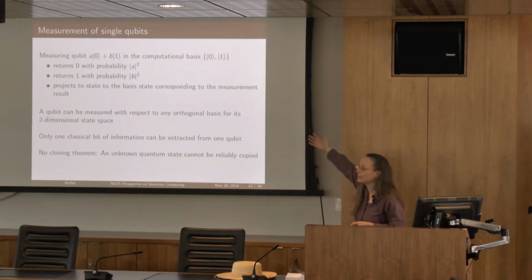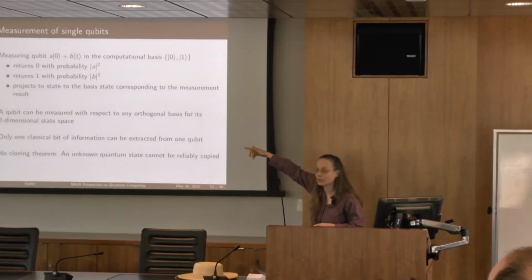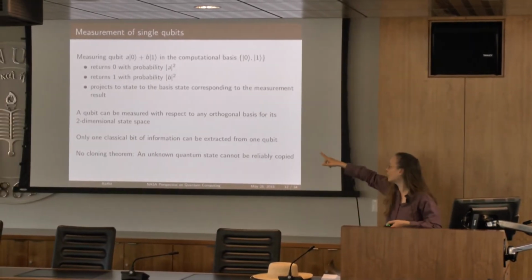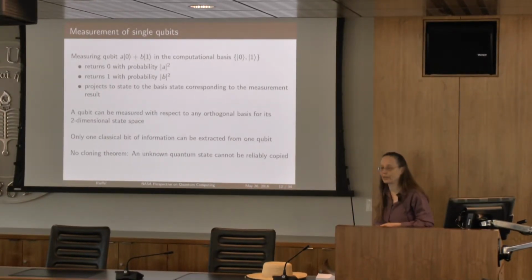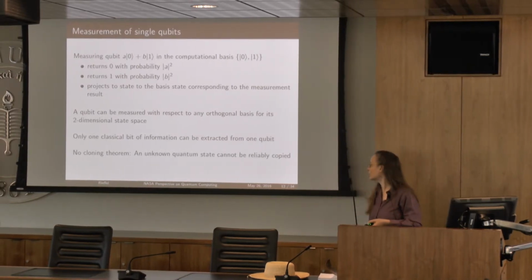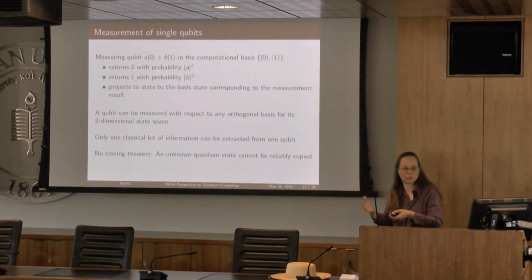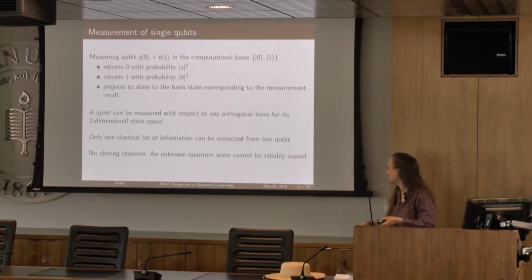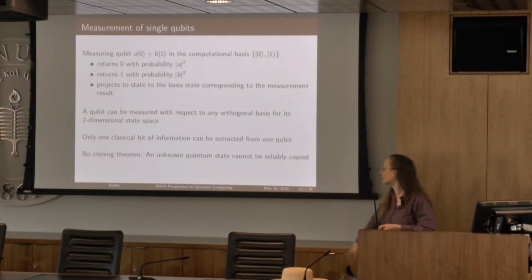So measurement of single qubits is just like for the polarization filter. It depends on these amplitudes in front of the zeros and ones, and it returns the value 0 with a certain probability and 1 with another probability and projects the state to one corresponding to the measurement result. And a qubit can be measured in any of these different bases, but only one classical bit can be extracted because you have to choose a measurement basis, and once you've measured, that's going to give you out a bit, and it changes the state, so you can't do another measurement on that state.